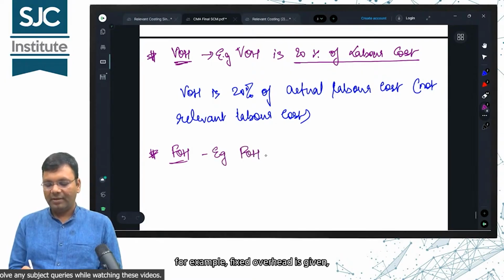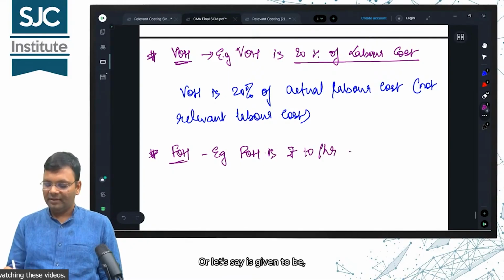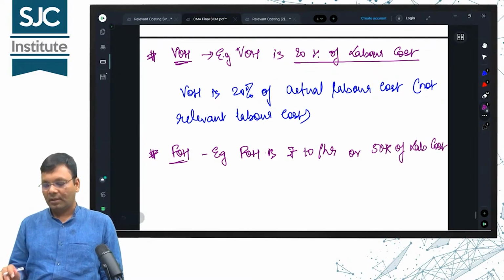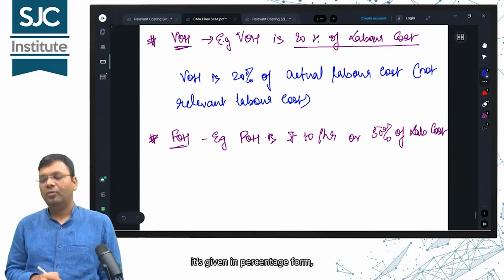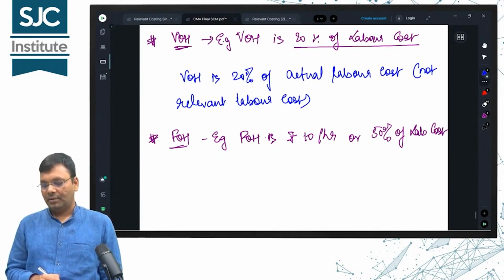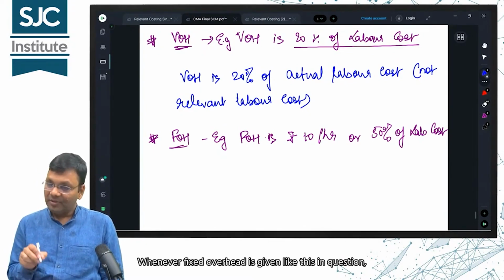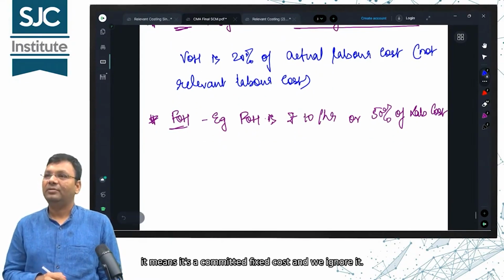for example, fixed overhead is given as rupees 10 per hour, or let's say is given to be 50% of labor cost. Keep in mind about fixed overhead that whenever it's given in percentage form, don't think it will be charged on actual labor cost. Whenever fixed overhead is given like this in a question, it means it's a committed fixed cost and we ignore it.